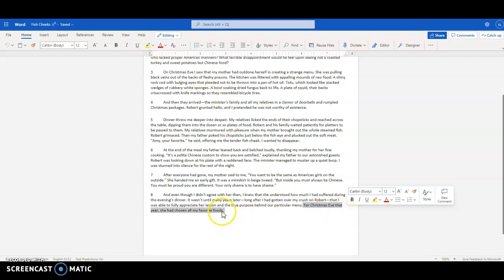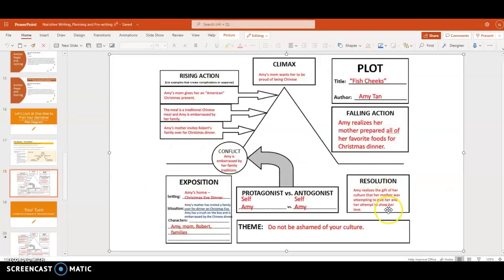And then as a result of understanding that, we know the resolution is that Amy realizes the gift of her culture and that her mother was attempting to give her her love, and she was trying to show that she really cares about her. And then from that, we understand this theme: don't be ashamed of your culture, which a lot of you brought out in class.